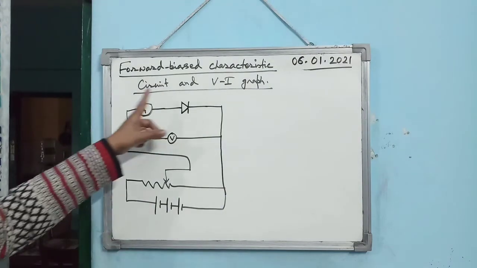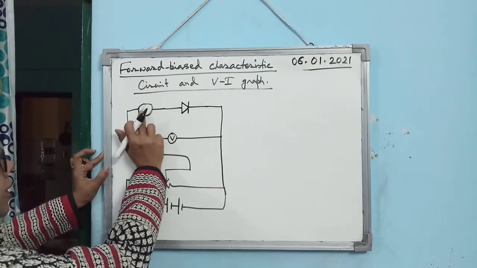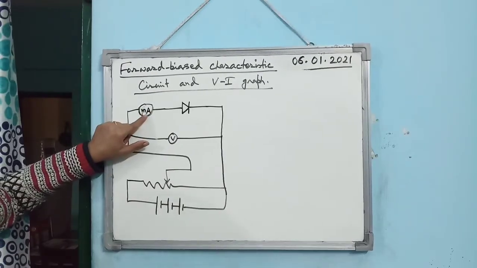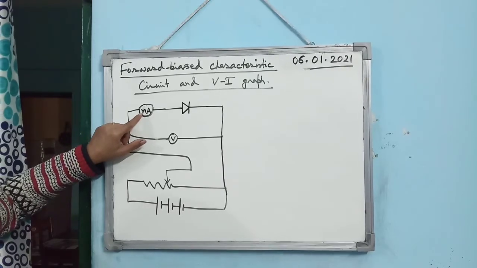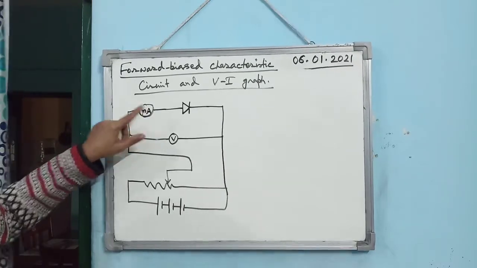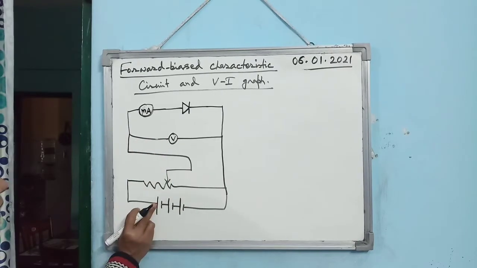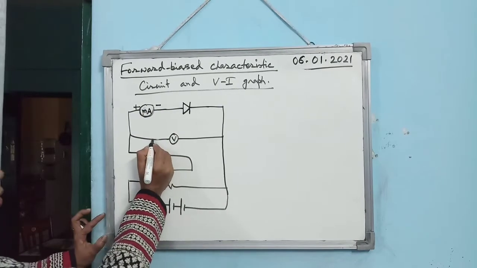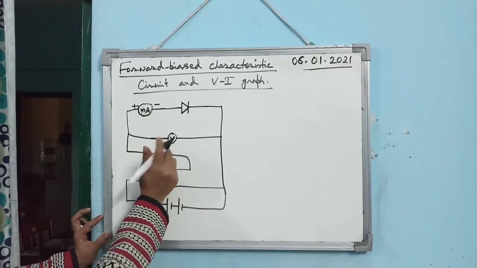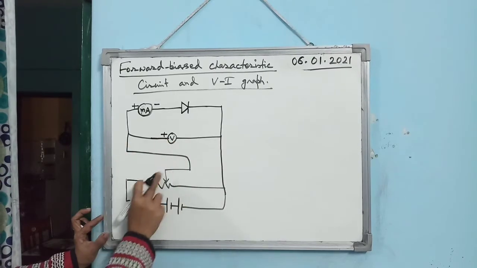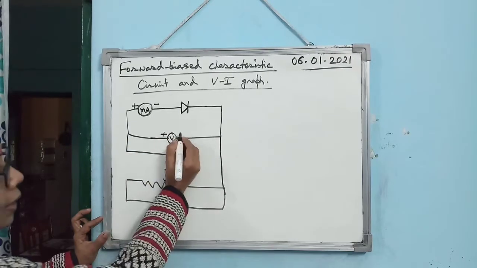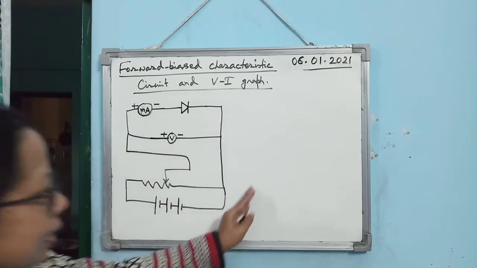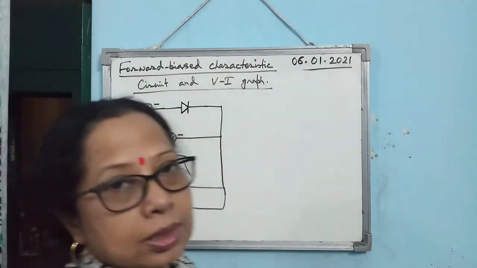Now, in the forward biased characteristics, the current is in the order of milliampere. That's why, instead of taking an ammeter, we take a milliammeter. Small m A means milliampere. So this terminal should be positive, this terminal should be negative. And you know how to make the connection for the voltmeter. The positive terminal of the voltmeter should be connected to the positive terminal of the battery. The negative terminal should be connected to the negative terminal of the battery.